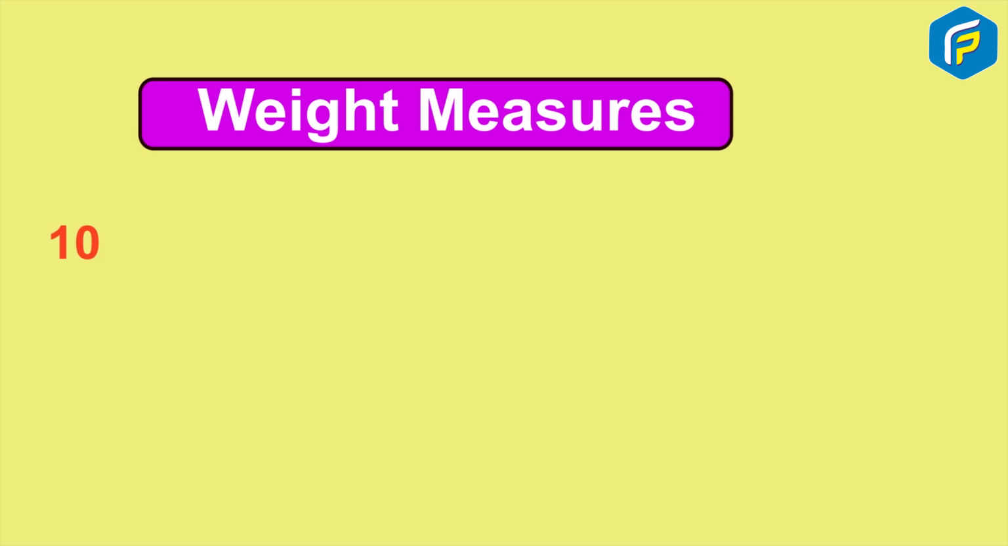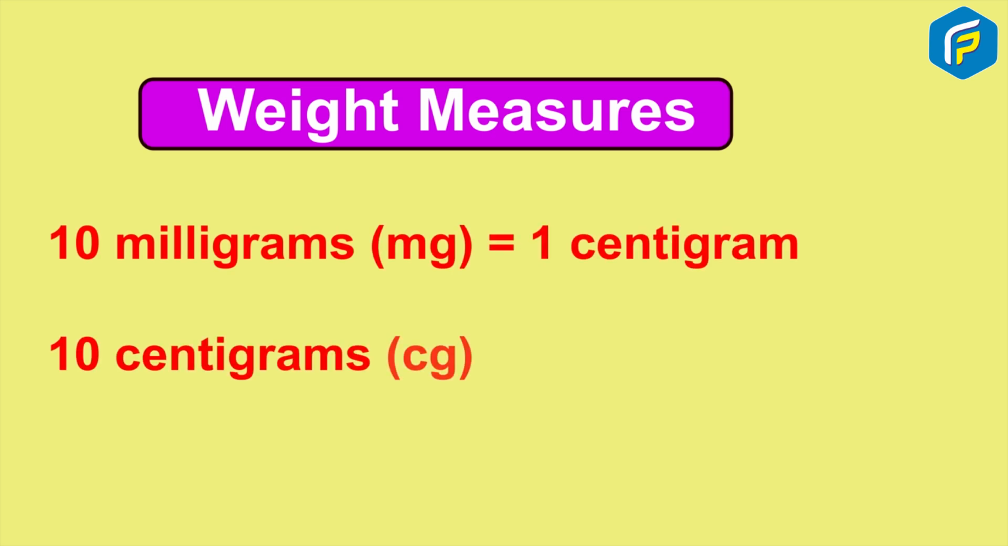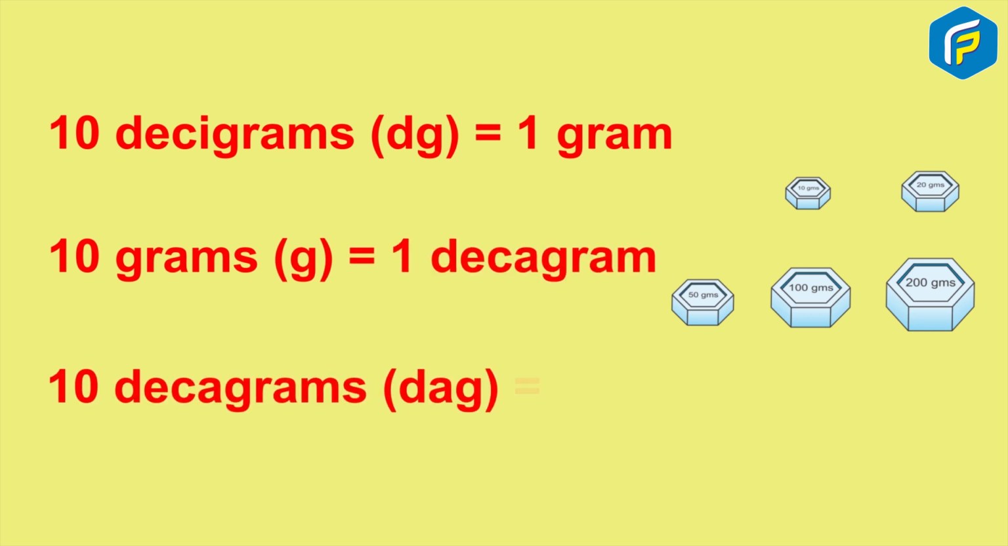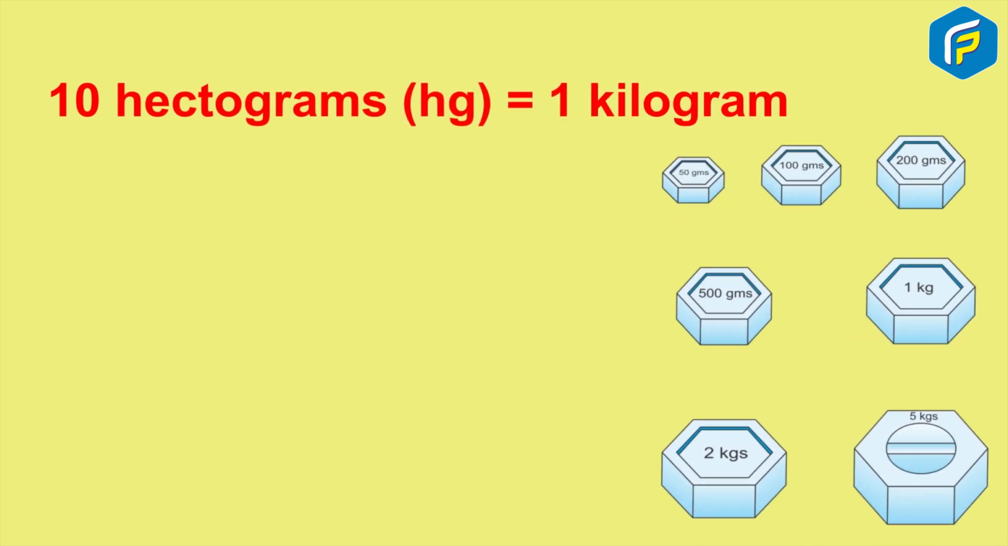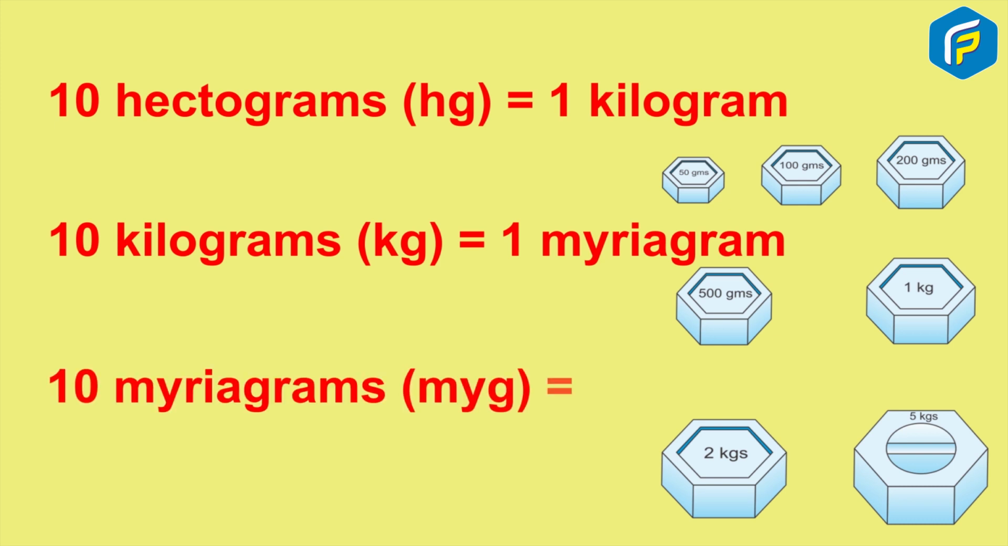Weight measures: 10 milligrams is equal to 1 centigram. 10 centigrams is equal to 1 decigram. 10 decigrams is equal to 1 gram. 10 grams is equal to 1 decagram. 10 decagrams is equal to 1 hectogram. 10 hectograms is equal to 1 kilogram. 10 kilograms is equal to 1 myriagram. 10 myriagrams is equal to 1 quintal.